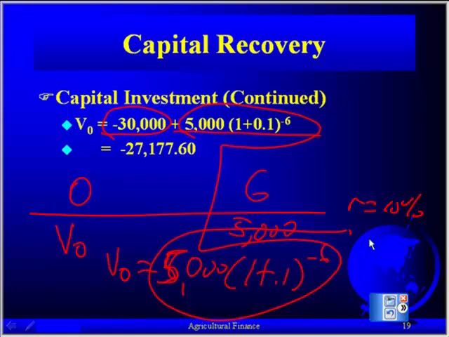And you can see that when we add the two together, or when we take the negative $30,000 and then add the discounted value of the $5,000 salvage value, we have a cost in today's dollars, okay, this $27,177, meaning that the cost has been mitigated by the fact that we get some of that back. But you also have to remember, however, that $30,000 we have invested for those 6 years. We have lost the use of that money for the 6 years, so we have to account for that.